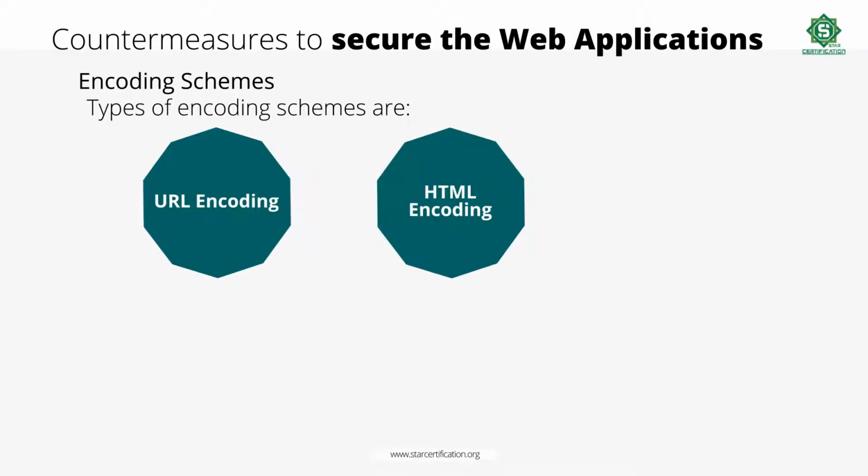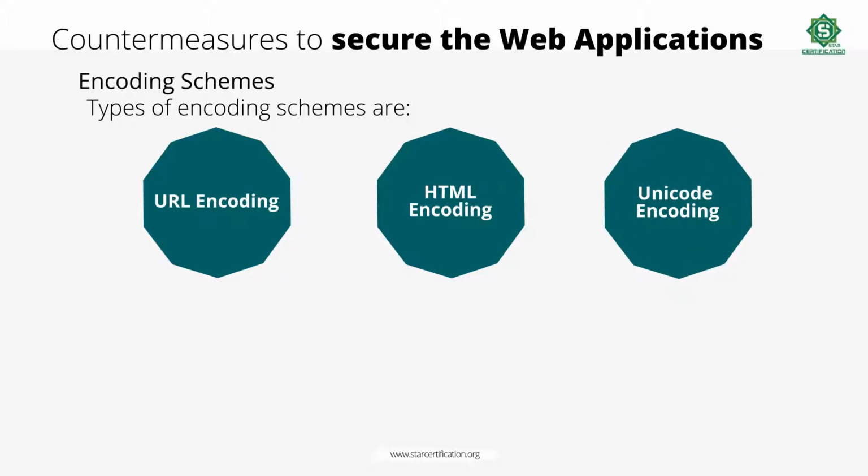HTML encoding. This scheme is used to represent unusual characters so that they can be safely combined within HTML documents. Unicode encoding. There are two types of Unicode encoding: 16-bit Unicode and UTF-8. 16-bit Unicode replaces the unusual Unicode characters with an unsigned integer, which is followed by the character's Unicode code point expressed in hexadecimal.